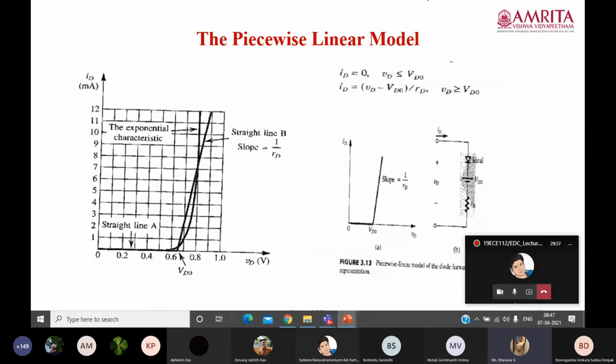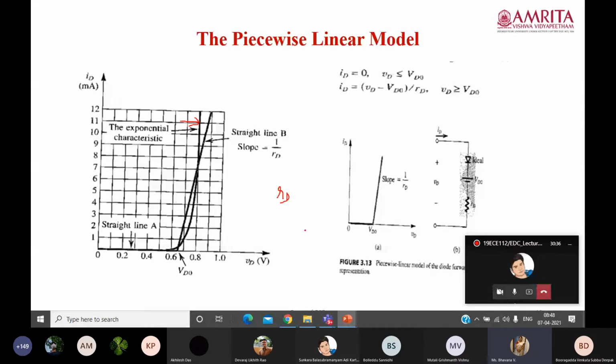Next line, the exponential curve. Here also we are considering the diode terminal characteristics, that is the exponential curve. The exponential curve is approximated by two straight lines. One is straight line A, and another is straight line B. Straight line A has a zero slope, and straight line B has a slope of 1 by rD, small r suffix capital D.